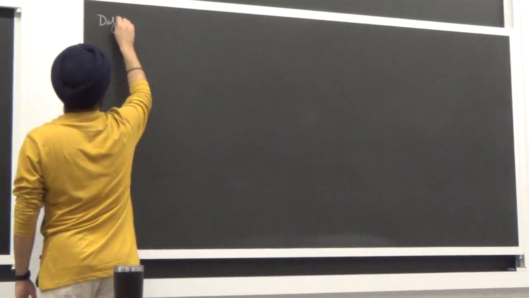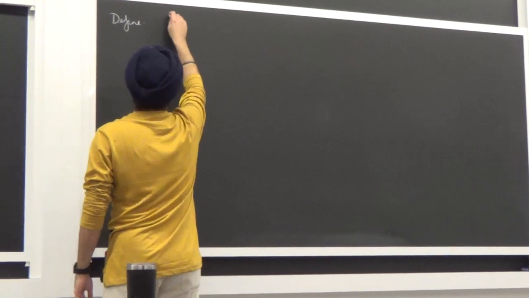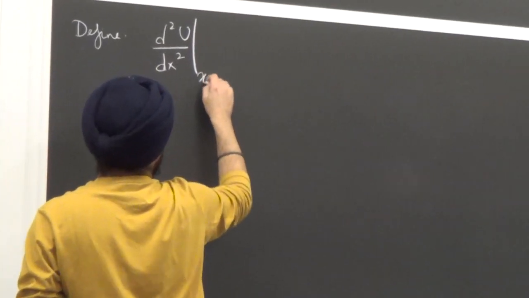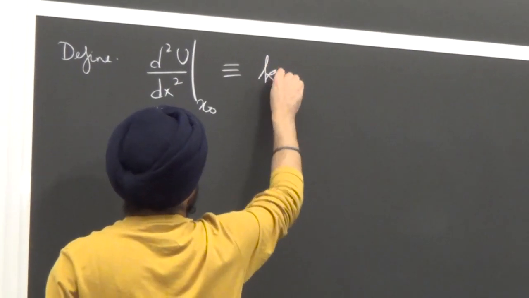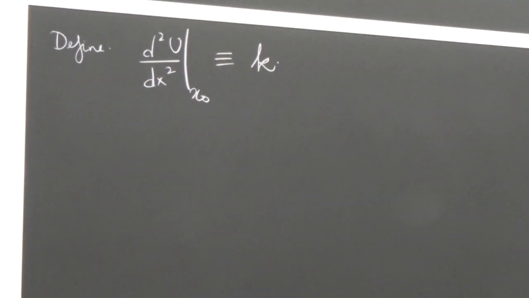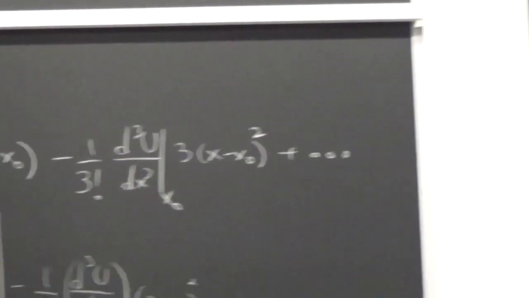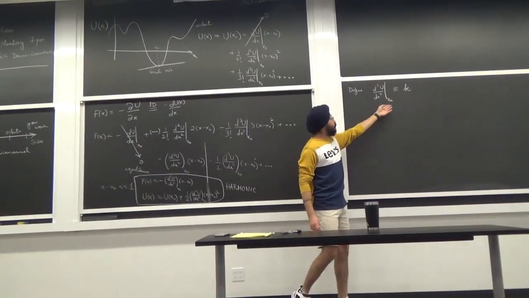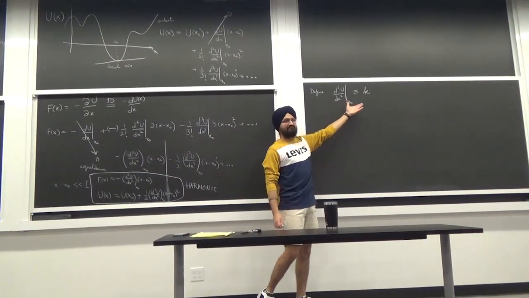Let me define or label d squared u over dx squared at the point x naught as k. I'm a lazy person. Derivatives are hard to write all the time, so I'm going to call that k. It's a number, right? Because it depends on the curve that you've chosen, and the choice of the minima x naught. You choose the point x naught, you choose the curve u of x, that's a number.